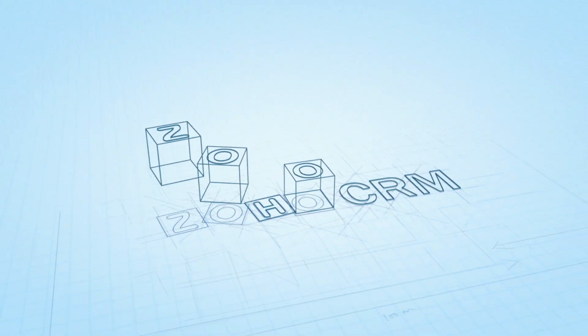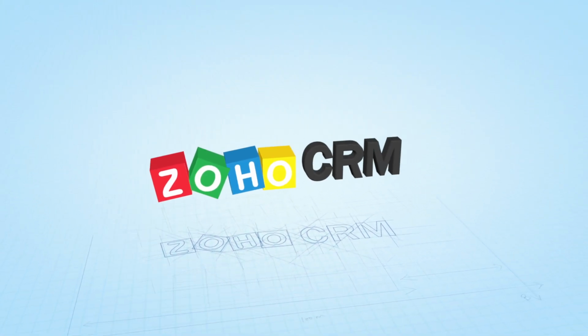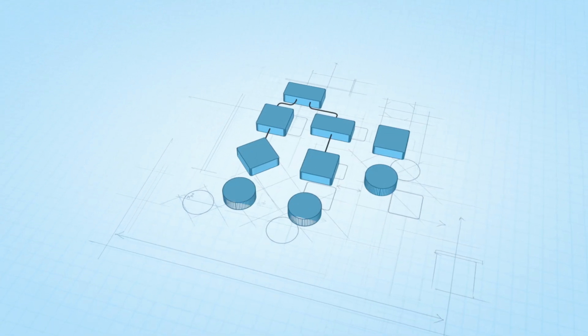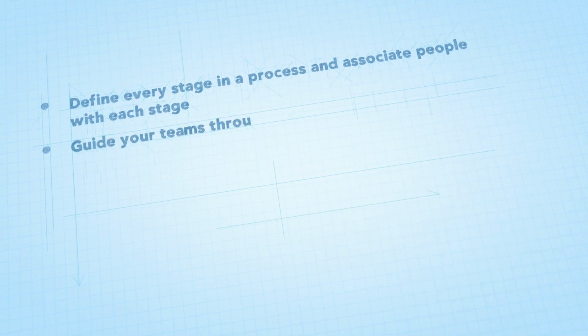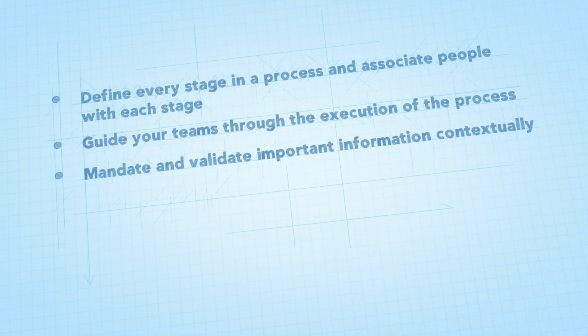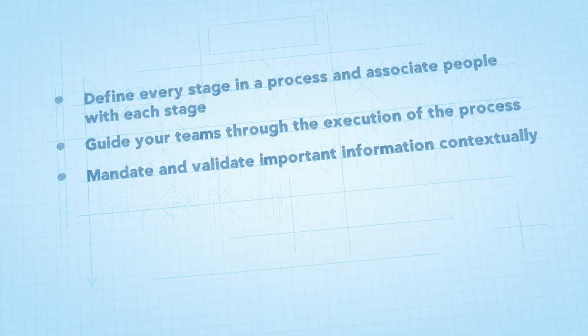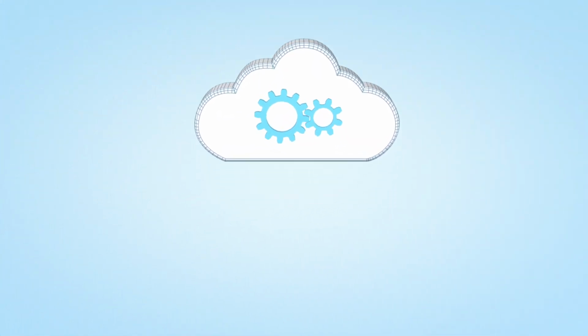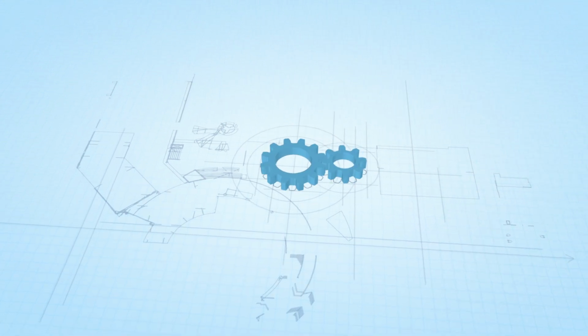A blueprint in Zoho CRM is designed to help you execute a business process in a well-defined, systematic manner that is free from loopholes. With a blueprint, you can define every stage in a process and associate people with each stage. Guide your teams through the execution of the process. Mandate and validate important information contextually. Automate routine actions. In simpler words, it is an online replica of your offline process.